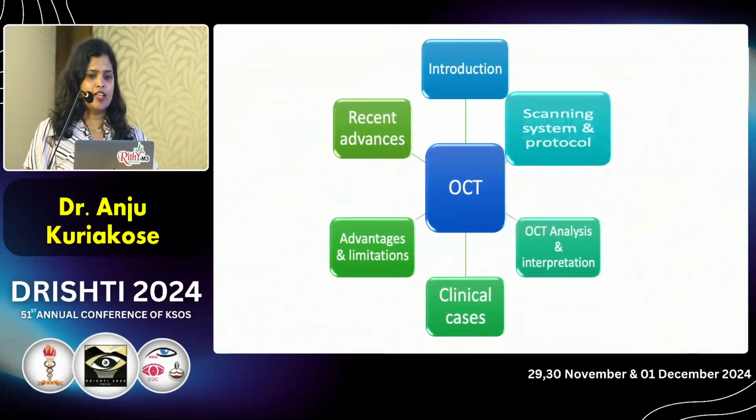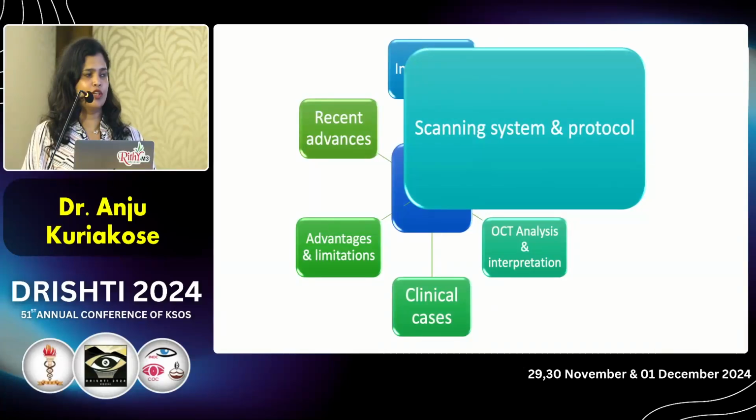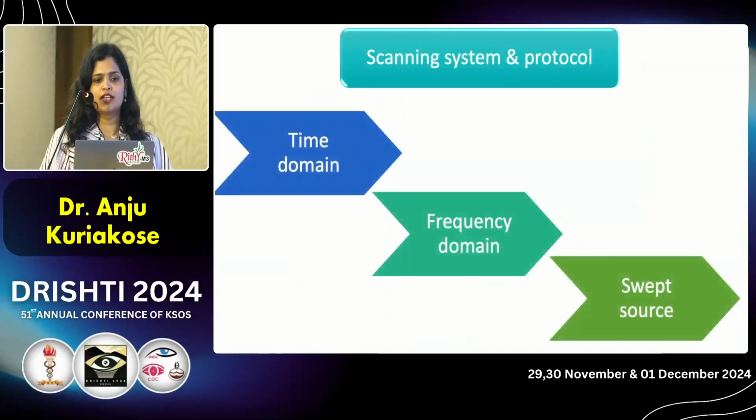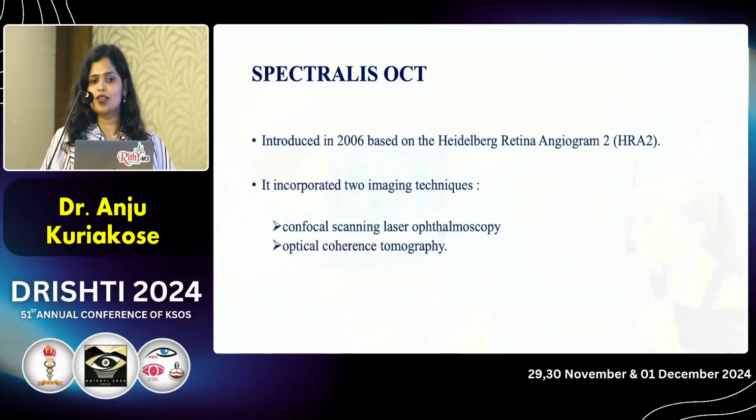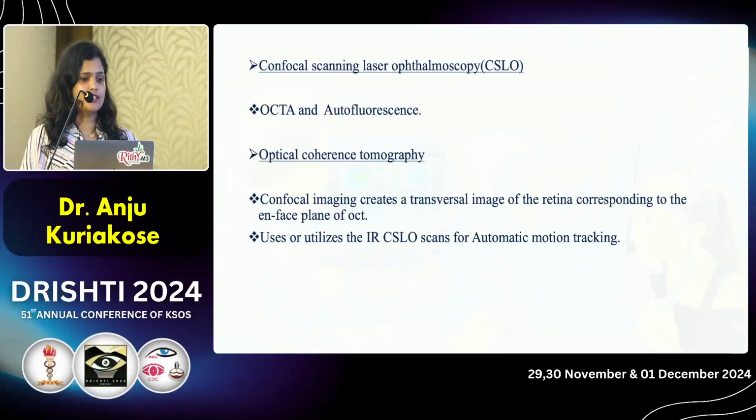Next is the scanning protocol. I'm not going into detail on all of this. We use time domain, which is an old one, which cannot capture 3D images. Next is frequency domain, swept source. A commonly used one is Spectralis OCT, which was introduced in 2006 based on HRA2. It has incorporated two imaging techniques, that is confocal scanning laser ophthalmoscopy, which is commonly used for OCTA and autofluorescence. Confocal imaging creates a transversal image of the retina corresponding to the en face phase of OCT.